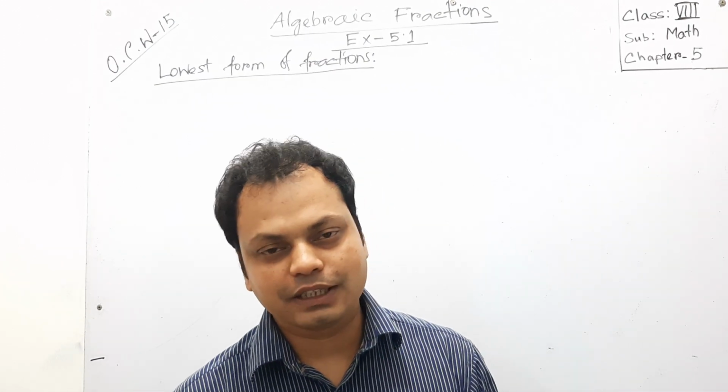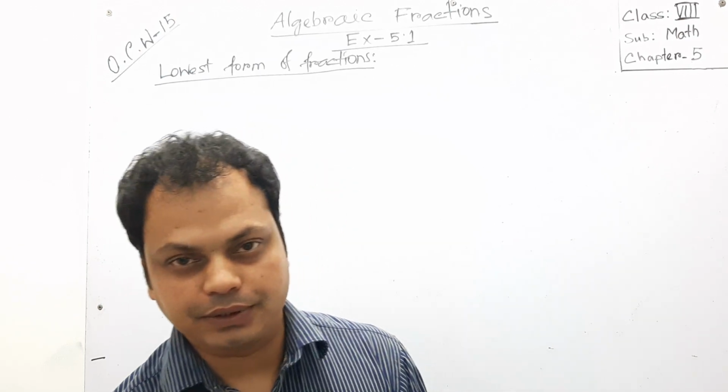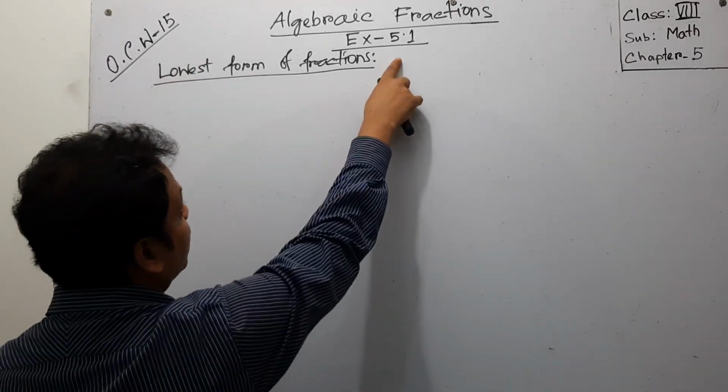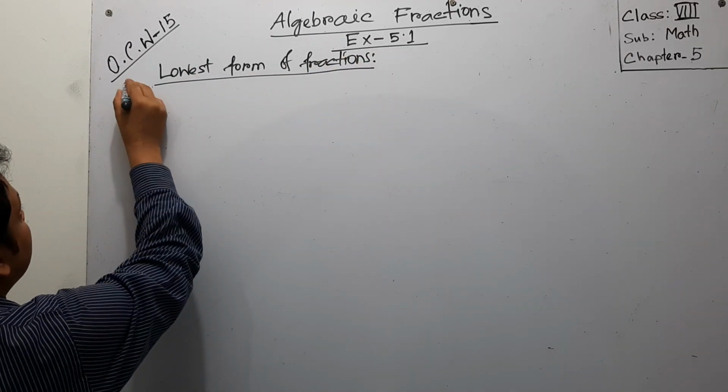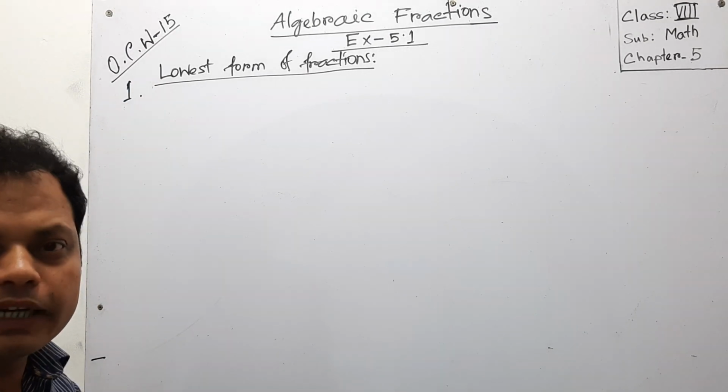Today I am going to take a math class for class 8, chapter 5, algebraic fractions. Classwork number will be 15, exercise 5.1. Question number 1, lowest form of fractions. So let's start the math.